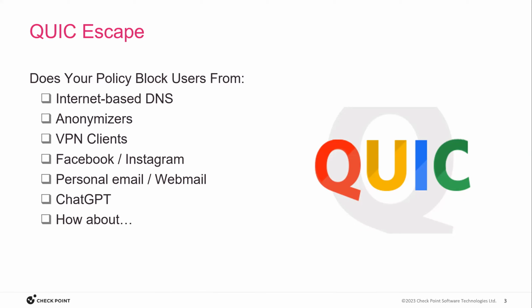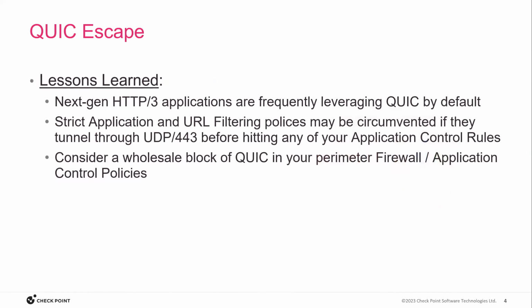Some of that is because it's a streamlined, easy way, and some of it, honestly, might be because it can be a little evasive. The reason we're talking about this is that if you're not blocking UDP 443 and you think you're blocking these types of applications, you actually may not be, because we found a number of instances.